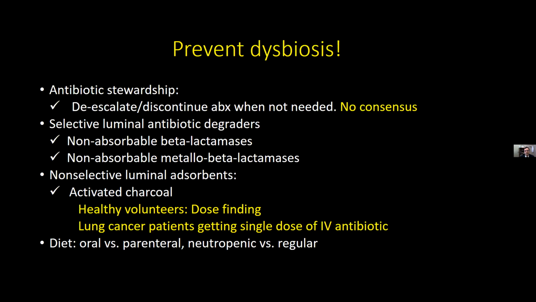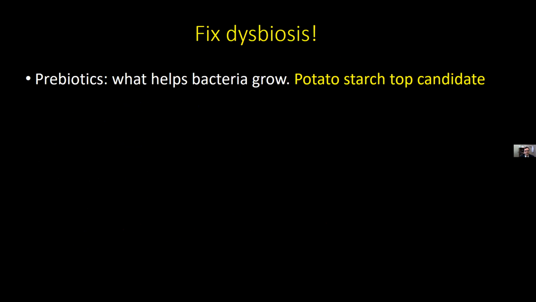And of course, one can manipulate the diet. One can try neutropenic versus regular diet. Again, very little consensus on how to do these major components of clinical care. How can we fix the dysbiosis?